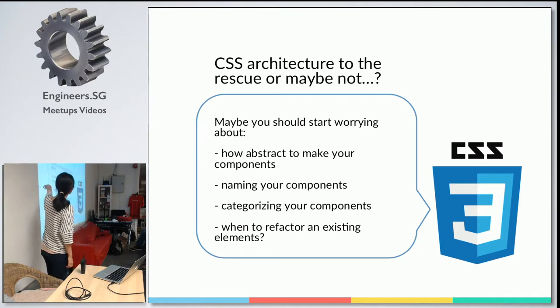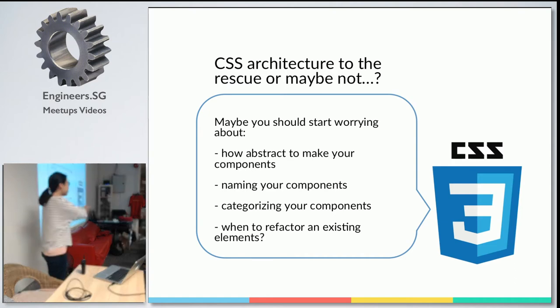And second, naming your components. This is sort of linked to the first question, but even something as simple as, are you going to name your buttons button or btn? It's a simple problem, right? Do you want to name it differently, or do you want to name it button? Because you don't want to have button in one part of your CSS and then btn in another part of your CSS, because that doesn't make any sense.